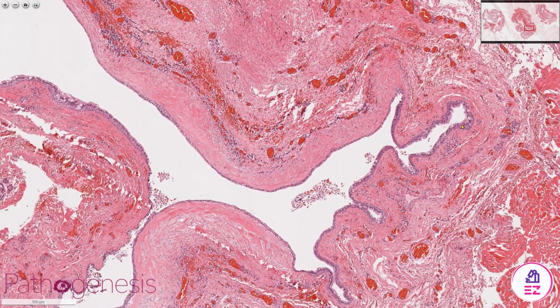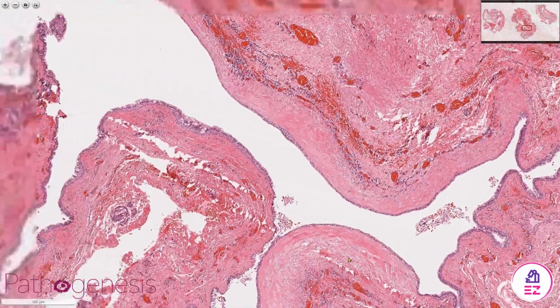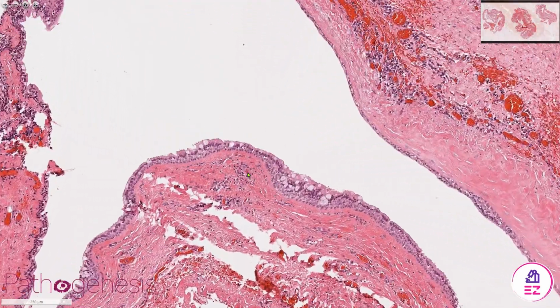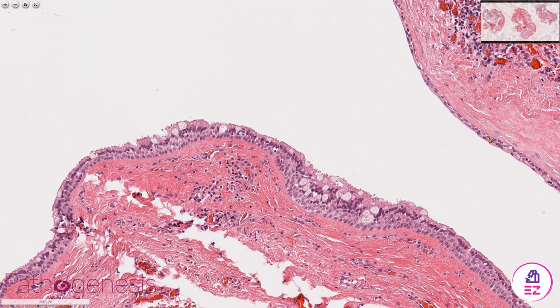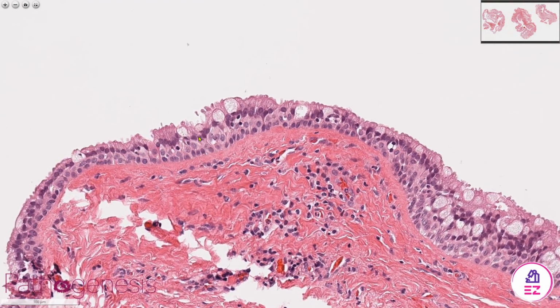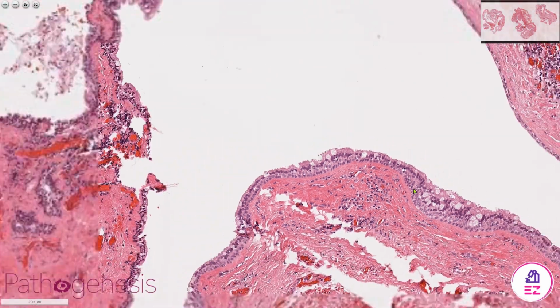So this lining is quite convoluted and folded, but generally as we move along, we're basically seeing this simple type of epithelium, or areas like this, which look like respiratory epithelium.